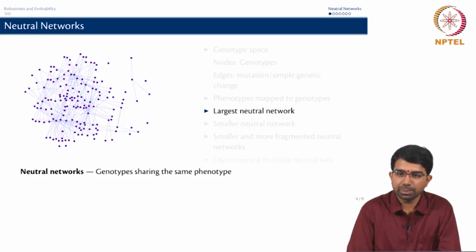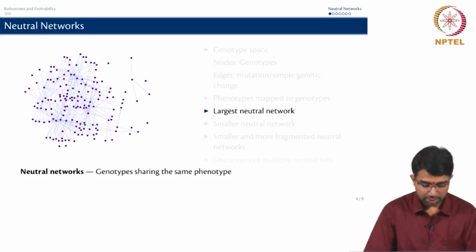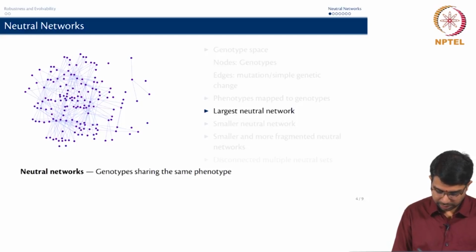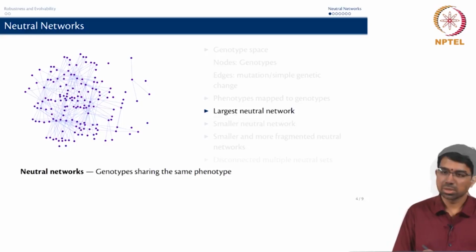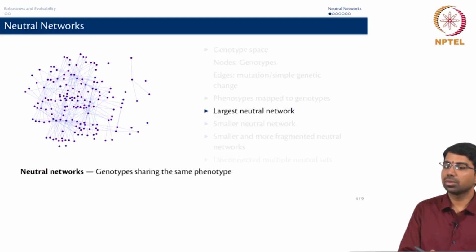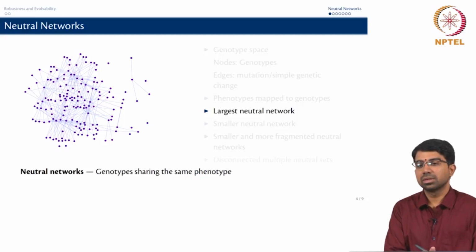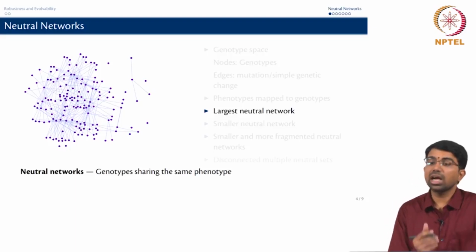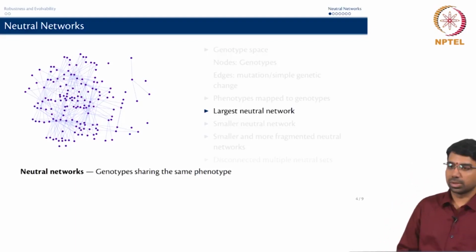What is unique about all these nodes? They share the same phenotype, right, which means that if you start on this node, you can mutate here, then here, then here, to any of the neighbors without changing your phenotype. What does that mean? It means it is robust. It can change genotype, but the phenotype really does not change. So, that phenotype is actually robust.